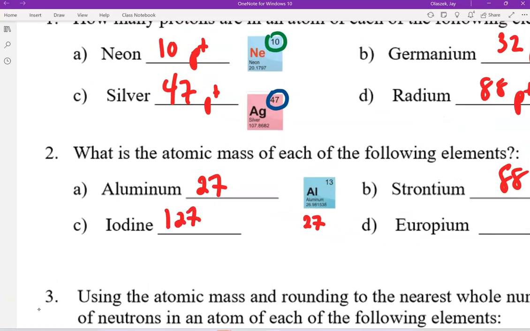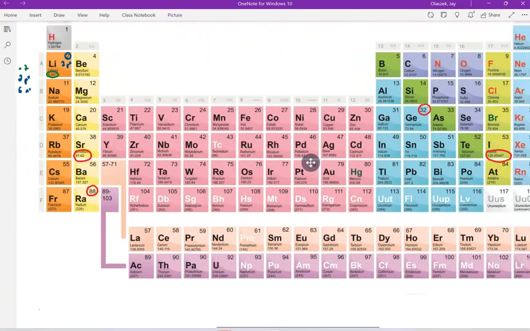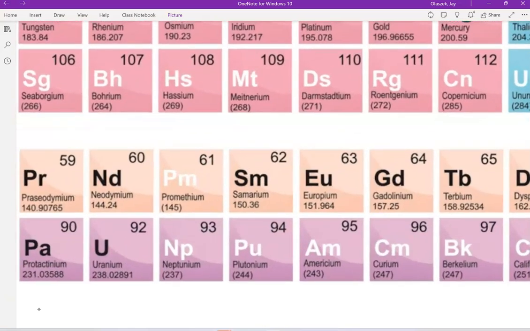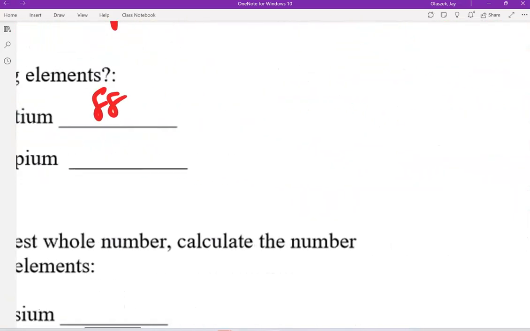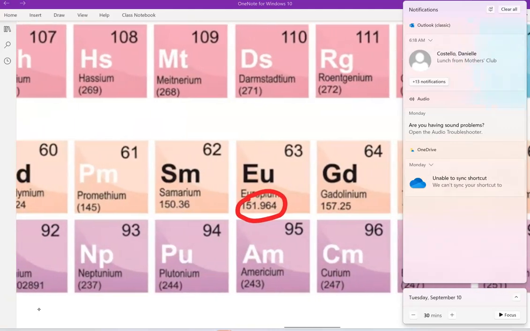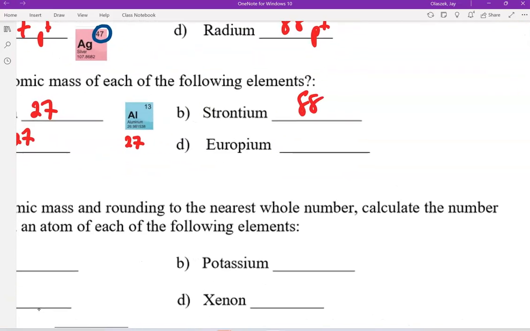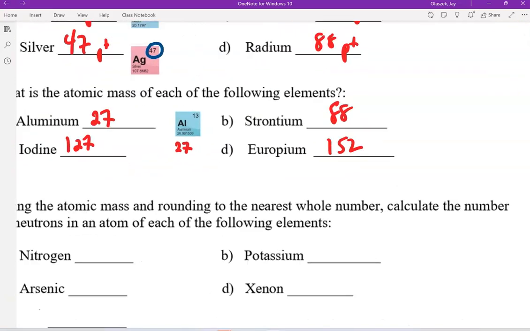127. Finally, europium. That's a big one. We're looking for that one somewhere in the bottom here, one of these big guys, and we see it right there. Europium's got an atomic mass of 151.964. Let's just round that to 152. All right, that's how you do it.